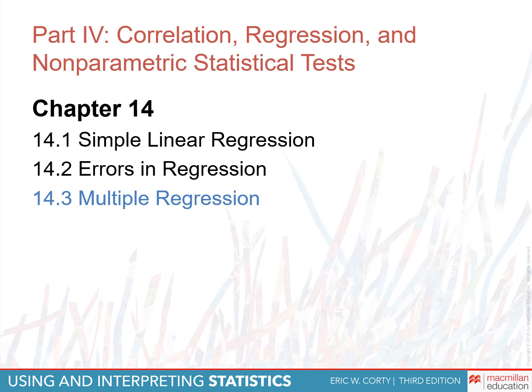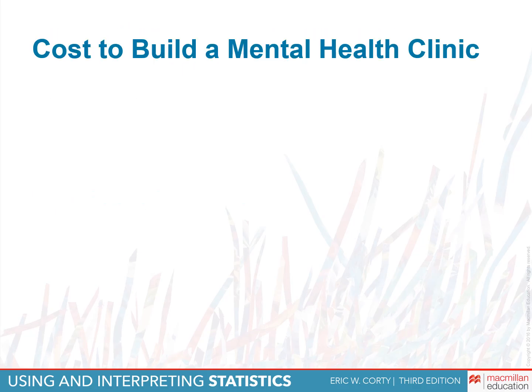All right, so what we've talked about up until this point in this lecture is what's known as simple linear regression. And it involves the relationship between two variables. Now we're going to talk about multiple regression, which is an extension of simple linear regression. Okay, so let's walk through a new example.